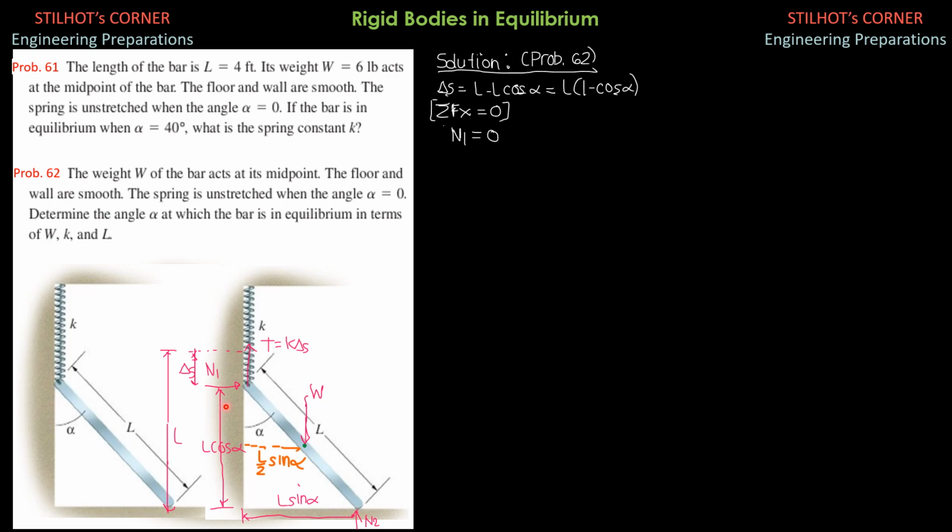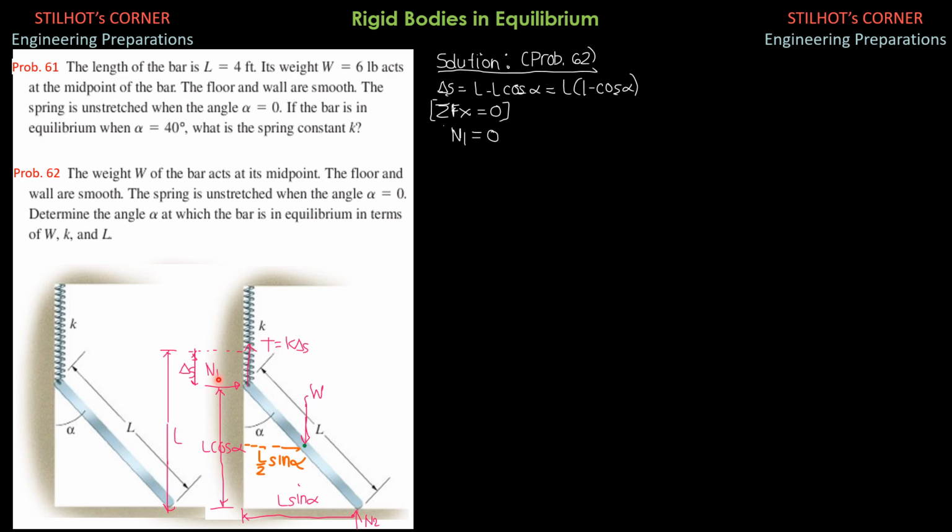So delta S from this figure is equal to L minus L cosine of alpha, and factoring out L, L times 1 minus cosine of alpha. So summation forces horizontal or x equals 0. Since there's no other horizontal force or inclined force with horizontal component, we say that N1 equals 0 as shown.